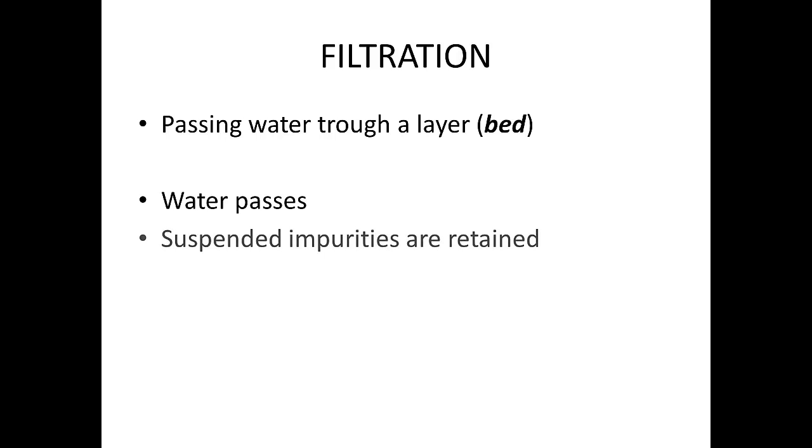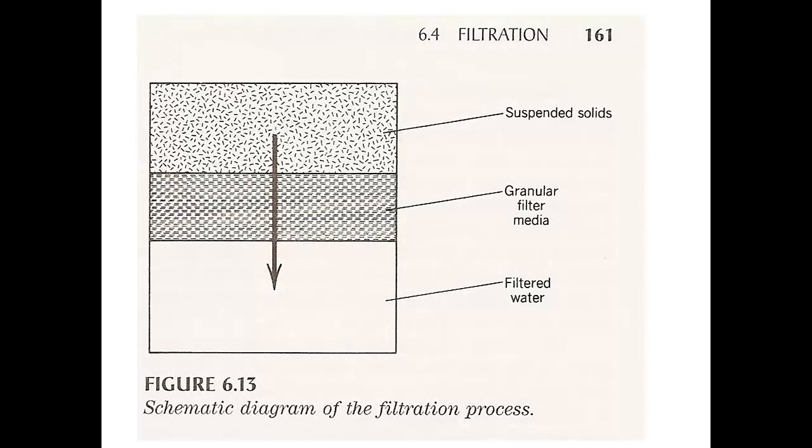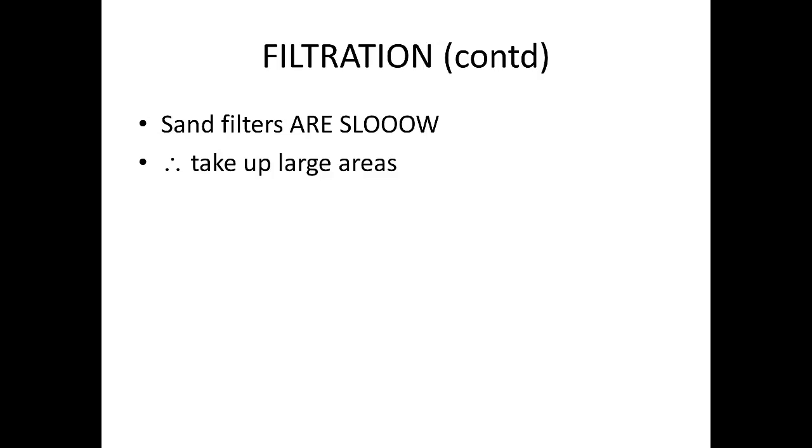As water passes through the bed, the suspended impurities are retained by the filter so that cleaner water emerges. Sand is a common material used for slow filters, and these slow filters are so called because the movement of water through them is due to gravity alone and tends to be fairly slow. However, as previously mentioned, sand filters are slow and therefore are built over large areas.